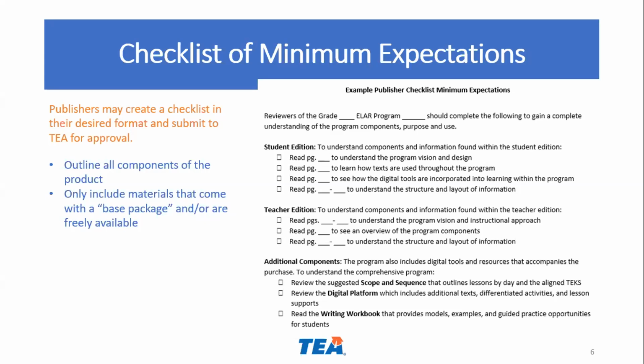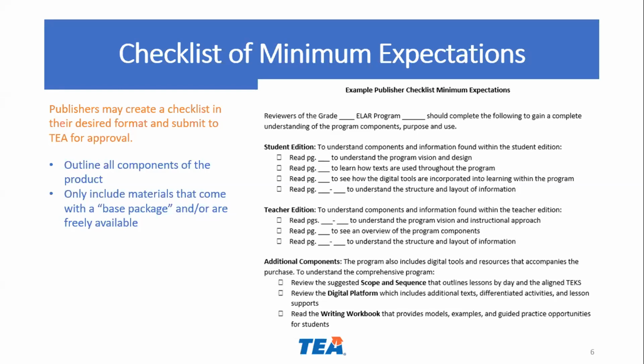So what should reviewers be looking at, and only include materials that come with that base package and or are freely available. So for example, freely available might mean that you have a research list that you house on your website that you would like people to look at, but doesn't come as a print component or digital as a package, but is freely accessible.